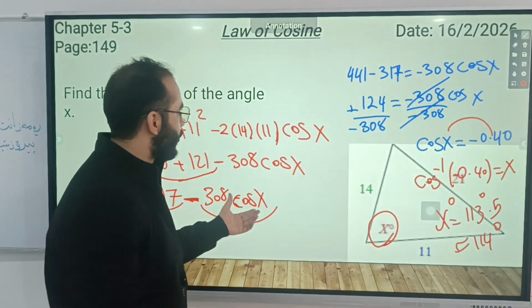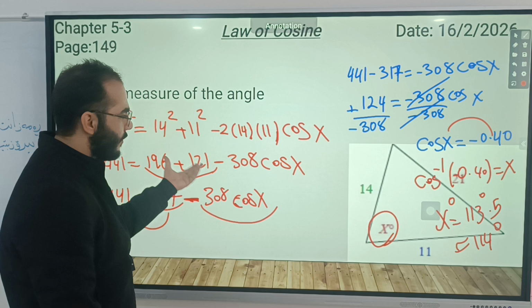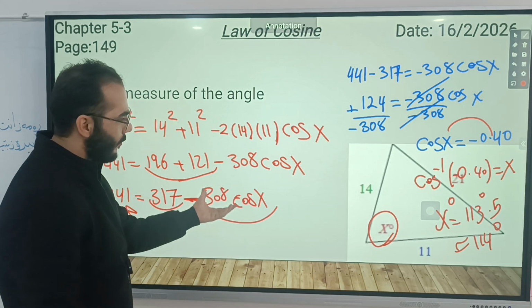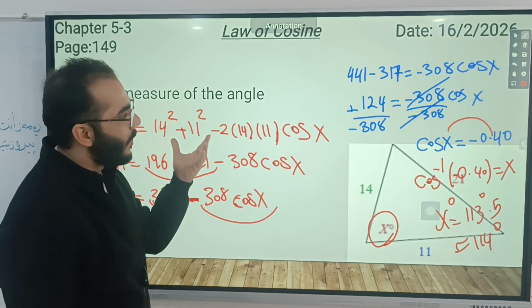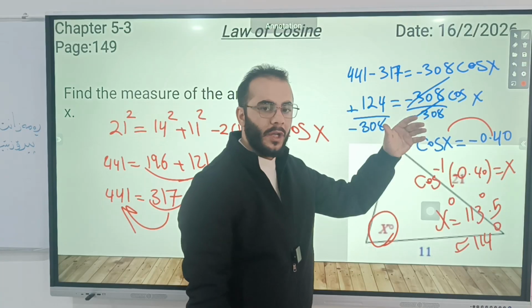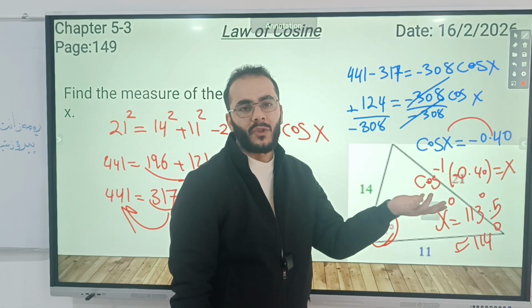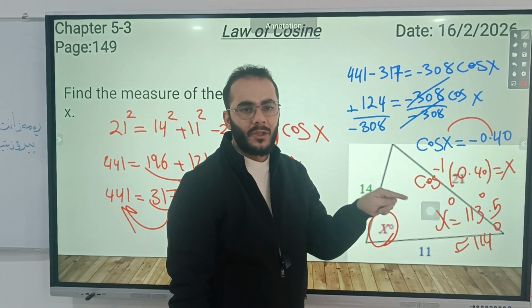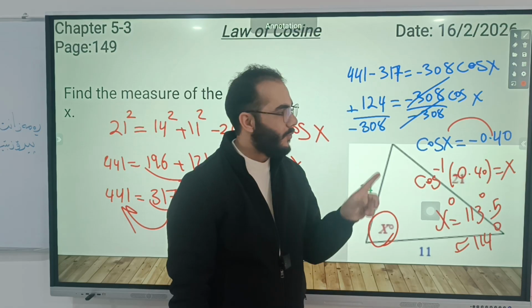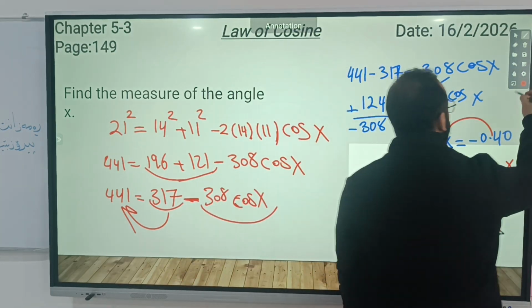First of all, we need to just use the formula, substitute the given information into the formula, the rule. Then we are going to get cosine x equals a number, but we are not looking for cosine x, we are looking for x. So we need to take the inverse to get x. Perfect.